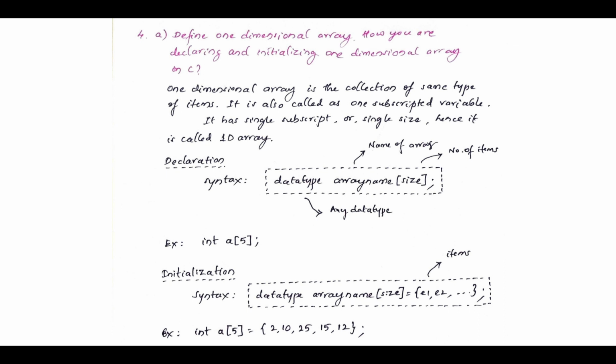Initialization means you are assigning the values to the array. For example, int a[5] = {2, 10, 25, 15, 12}. There are 5 items you are going to store in the array. First item will be stored in a[0] and then a[1], a[2], a[3], a[4].